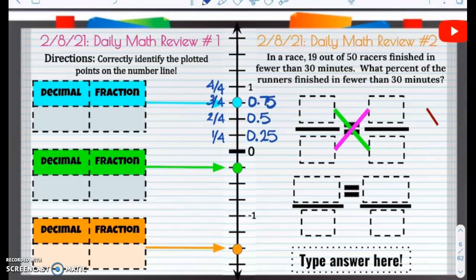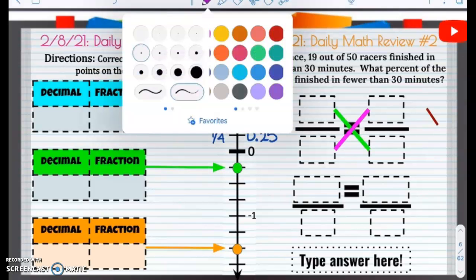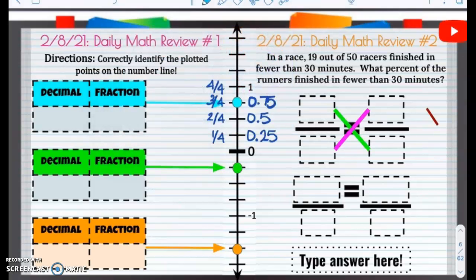All right, so the decimal and fraction of this first one. Our decimal is 0 and 75 hundredths, and our fraction is 3/4. All right, let's take a look at our next one.